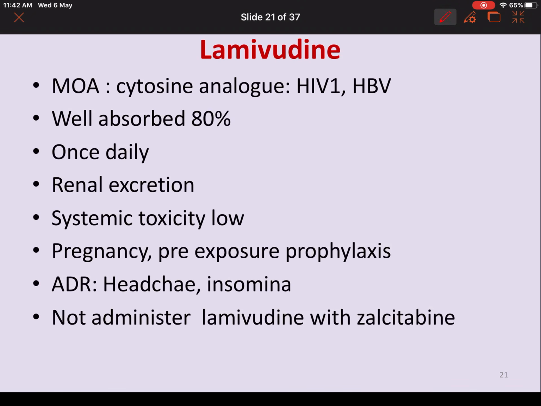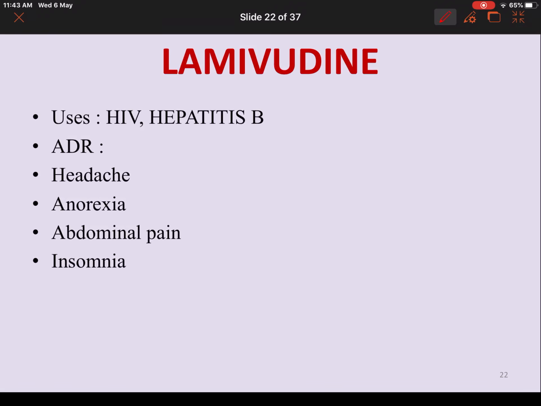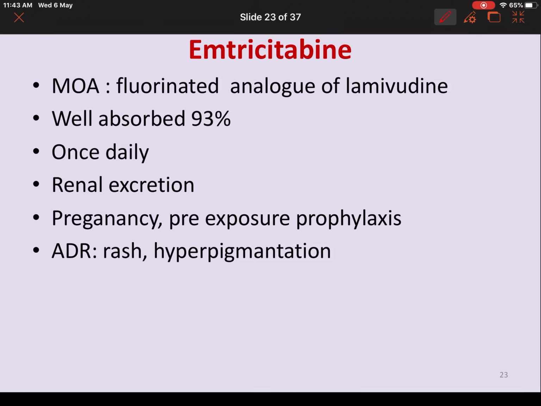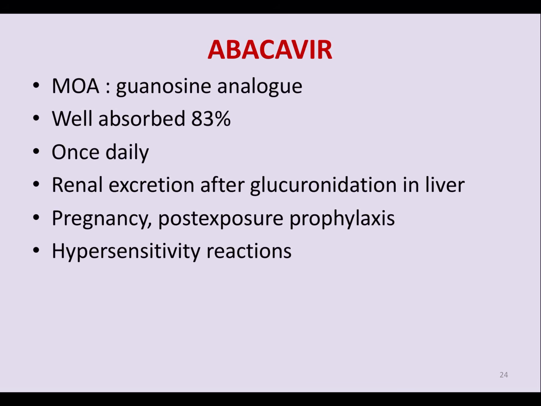Lamivudine is one more drug which is also used in HIV and hepatitis B infection. Here the systemic toxicity is low, hence it's quite frequently used in treatment of HIV and HBV. What are the adverse effects? Headache, anorexia, abdominal pain and insomnia. Emtricitabine is a fluorinated analog of lamivudine. This has a high bioavailability, hence emtricitabine also is used.